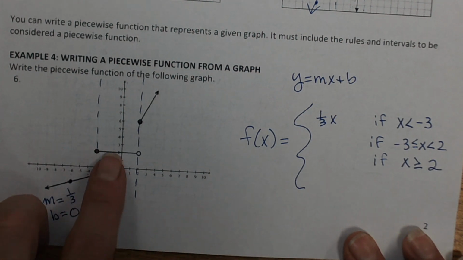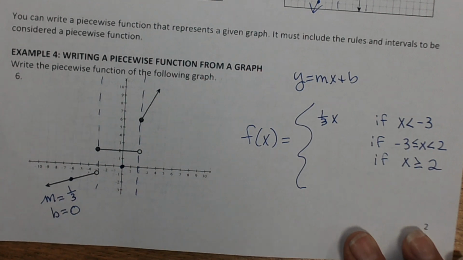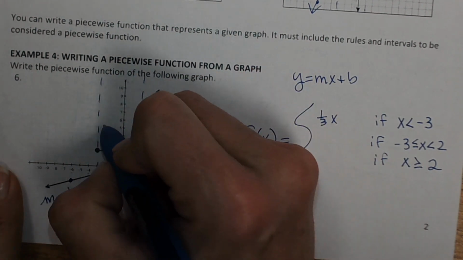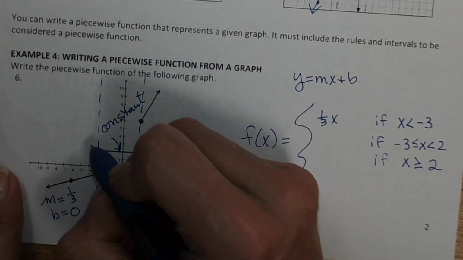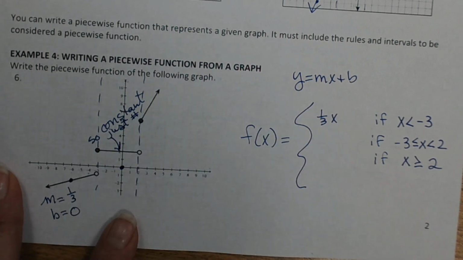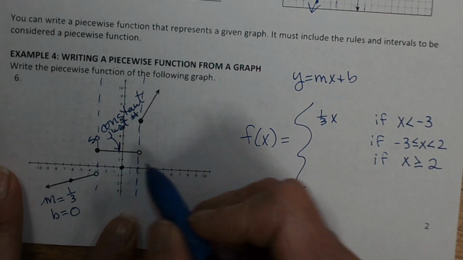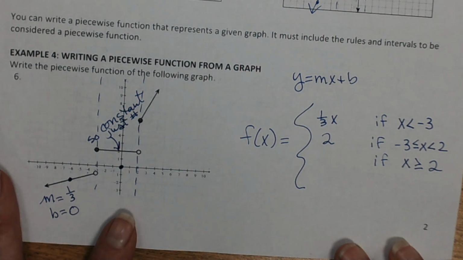Now this middle section, it is horizontal. So this is just a constant. So it's just going to be a number. We look and say, what is the number there? Well, the y value is 2, so that's all we put there. There is no x with it because it's just a horizontal line. It's just y equals 2.